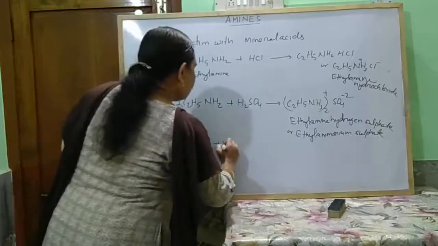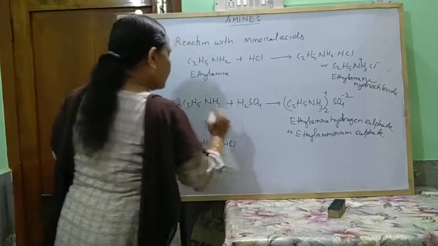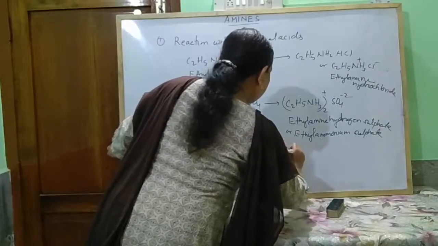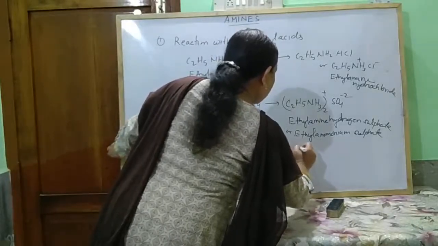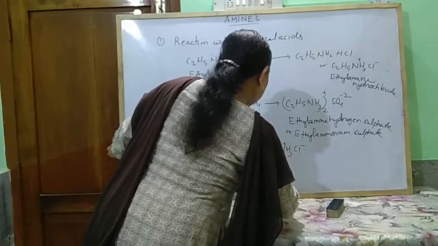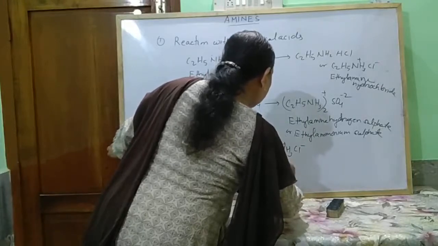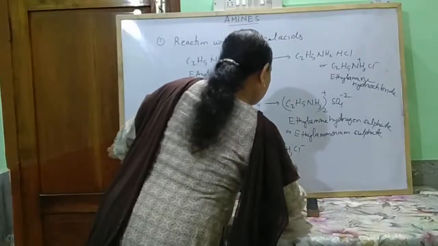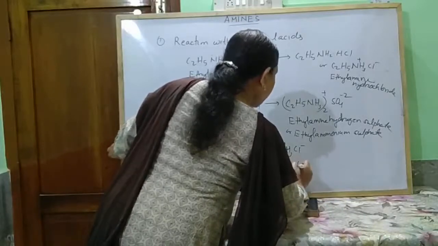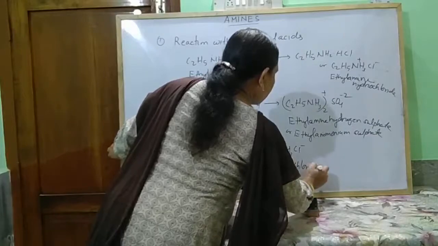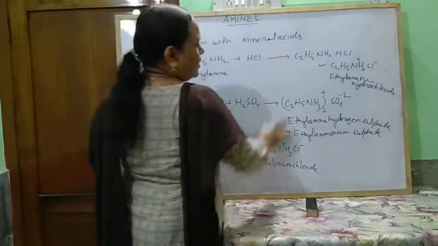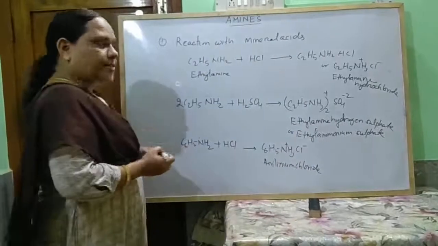Similarly, if we take aniline, C6H5NH2 plus HCl, this forms C6H5NH3+ Cl-, anilinium chloride. So, these bases react with acid to form salt.